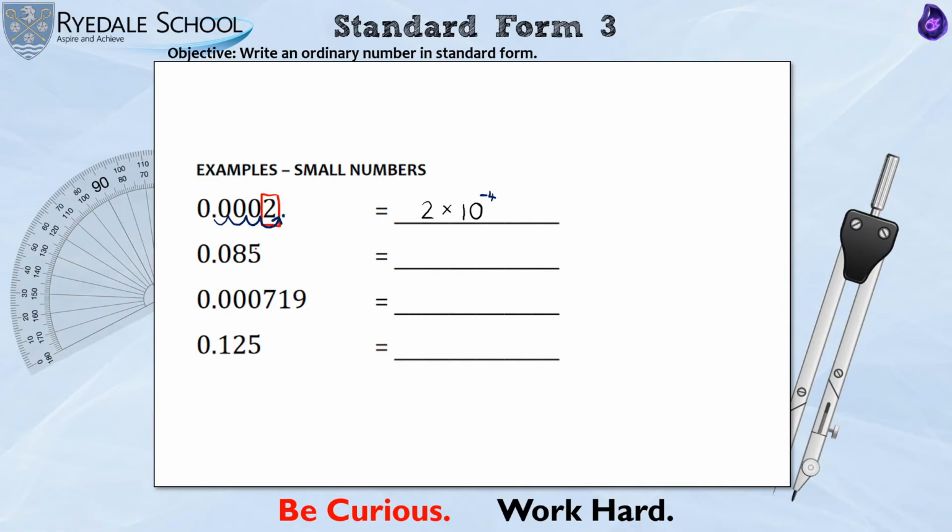Looking at my second one, I've got the important numbers 85. So I need to make this a number between 1 and 10. So that is going to be 8.5. So again, I know that this one is 8.5 times 10. I'm going to put my negative power in already so I don't forget. How many places has this one jumped? 1, 2. Negative 2.